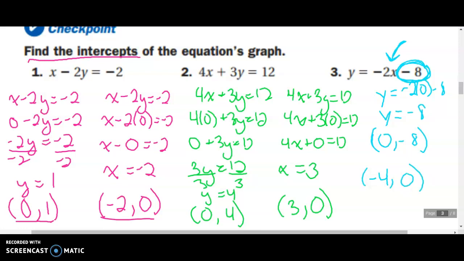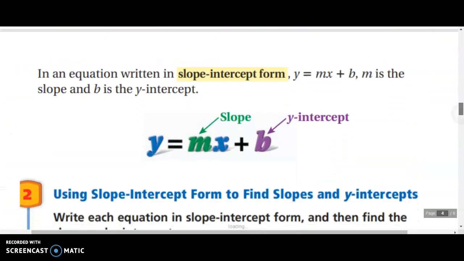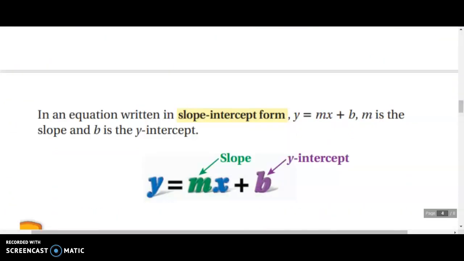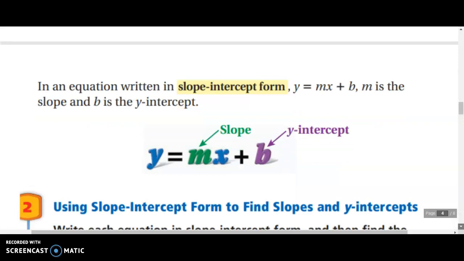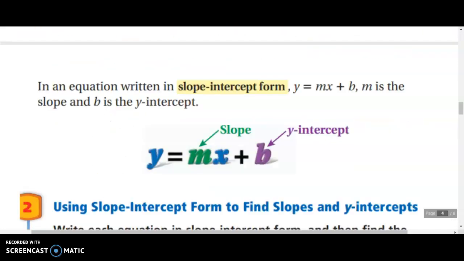We're going to talk about the importance of that a little bit more tomorrow, but I want to go back to slope-intercept form right now, okay? So slope-intercept form is when you have an equation with an x and a y, and the y is solved for. So it's in the form y equals mx plus b.